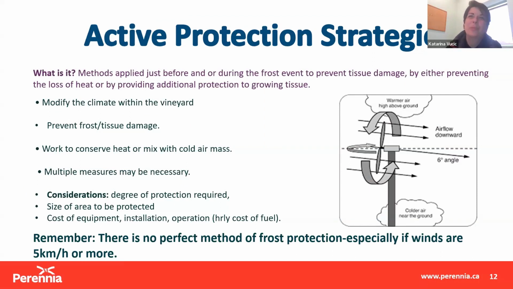So now we're jumping into active frost protection methods. They're applied just before or during a frost event to prevent tissue damage by either preventing the loss of heat or by providing additional protection to the growing tissue. They're strategies that modify the microclimate in your vineyards.